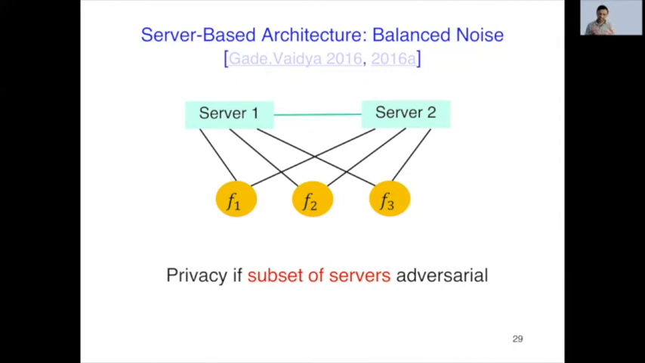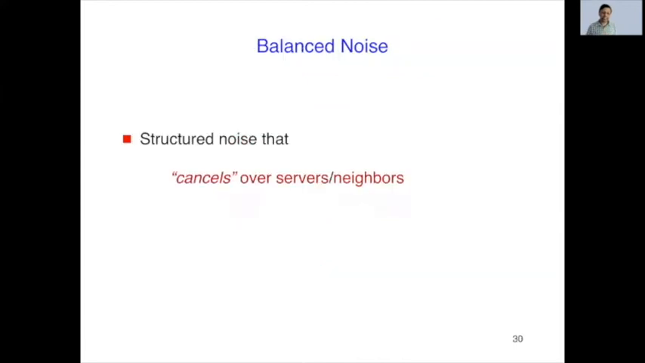meaning in this example, for instance, we have 2 servers, and only one of them is adversarial, trying to learn my data. The other one is not trying to do that. So if only one server is adversarial, and the other one is not cooperating with this server to compromise privacy, then this scheme will provide some notion of privacy. So let's get into the details of that.